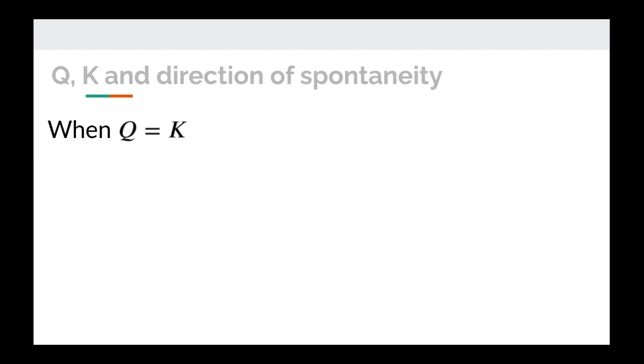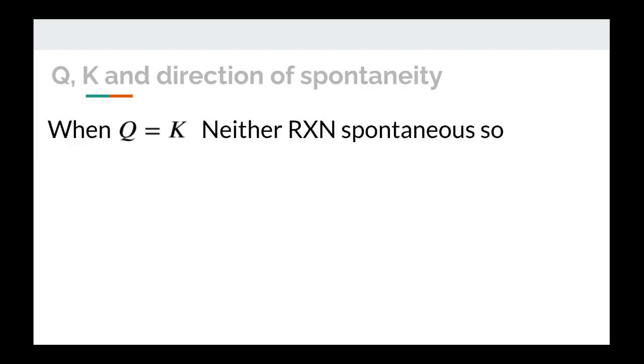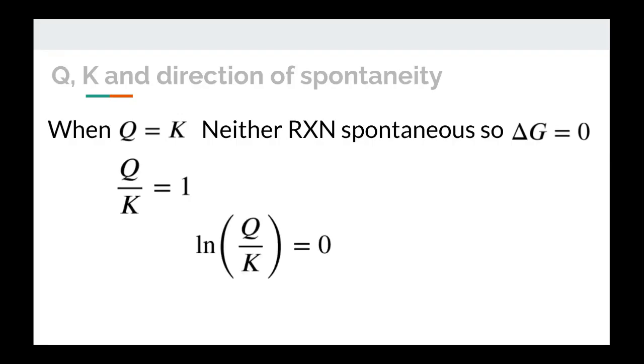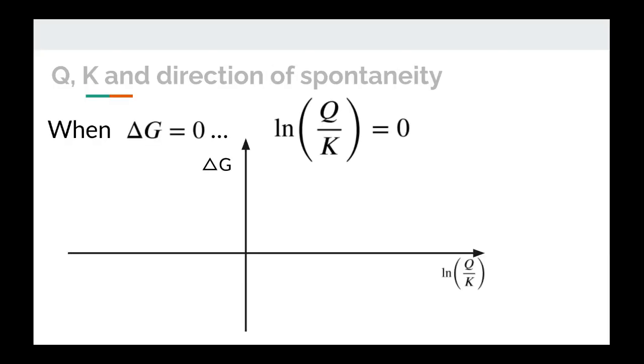When Q happens to be K, you're at equilibrium. So neither the forward reaction nor the backward reaction is spontaneous, so delta G is just 0. And the ratio of Q to K is 1, which means the natural log of that ratio is 0. Now the reason I'm doing that is so we can start to put this together on a graph.